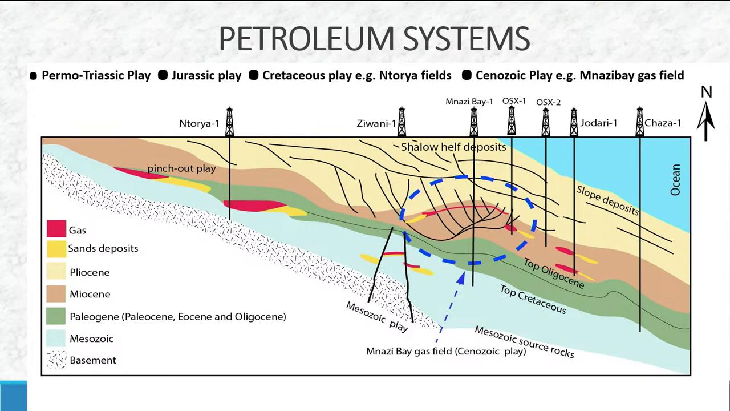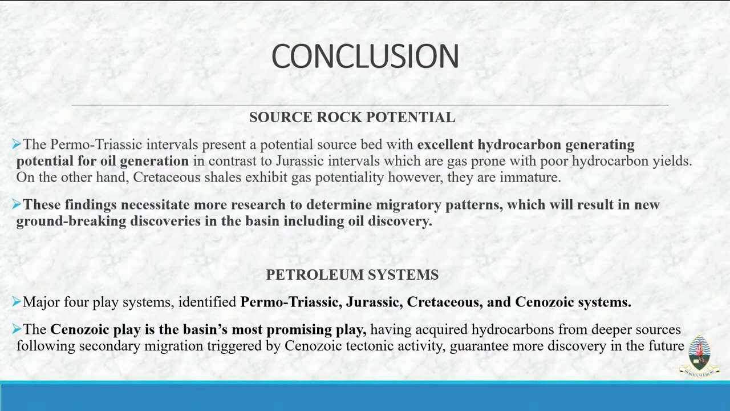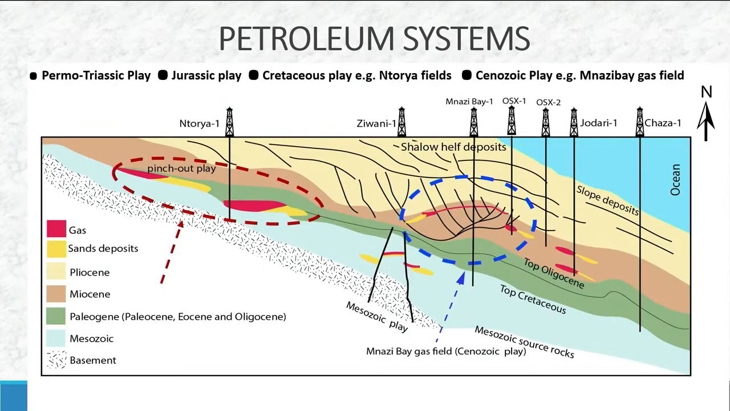The one in Cenozoic, which is the youngest, as you could see with the blue circle, is where the Mnazi Bay gas field was found. Then another one was the Cretaceous play system, which is where the Ntorya gas field was found. And the rest were the Jurassic and Permo-Triassic play.